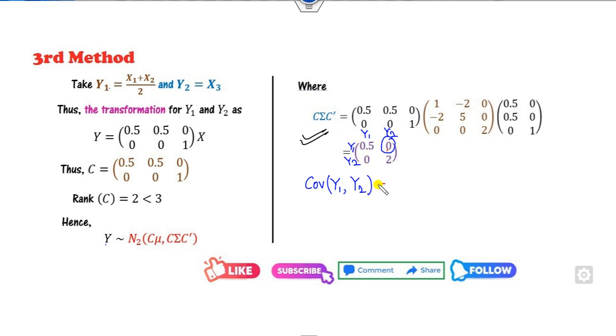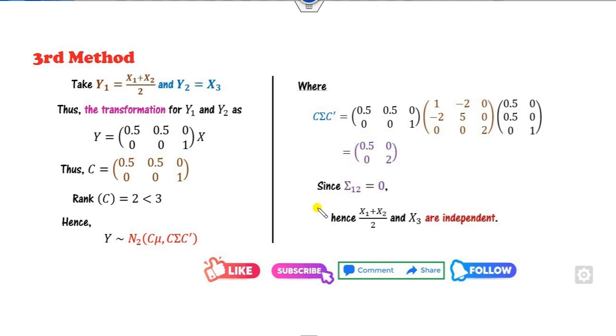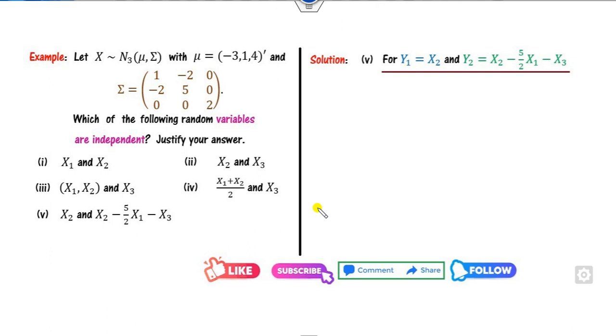What is the covariance? It is 0. Therefore y1 and y2 are independent. So y1 and y2 are independent is the right answer. By all three methods you will always get the same result. Look at this fifth component.